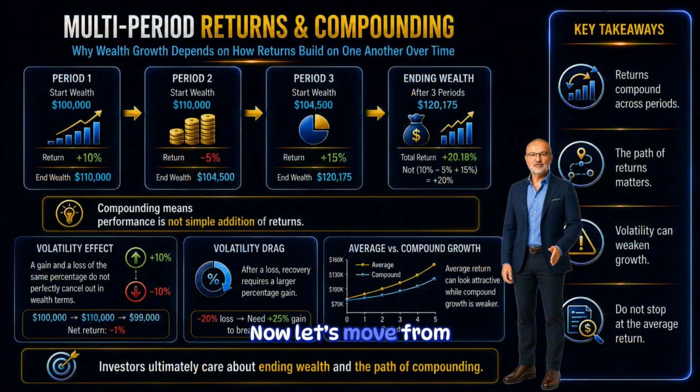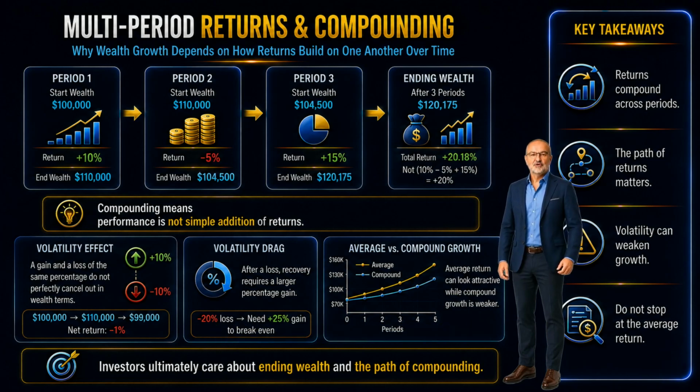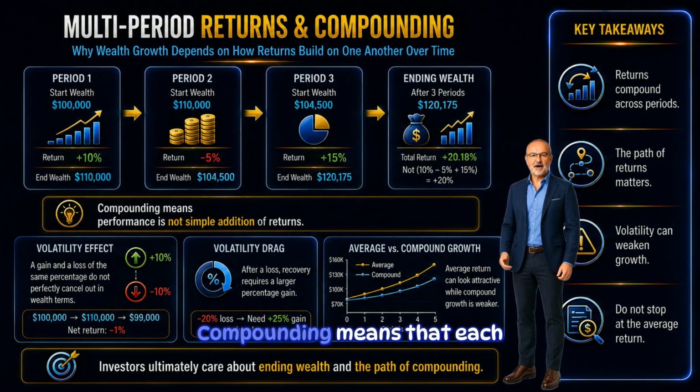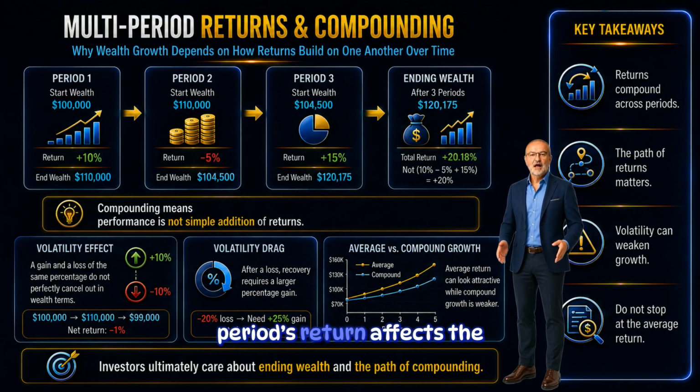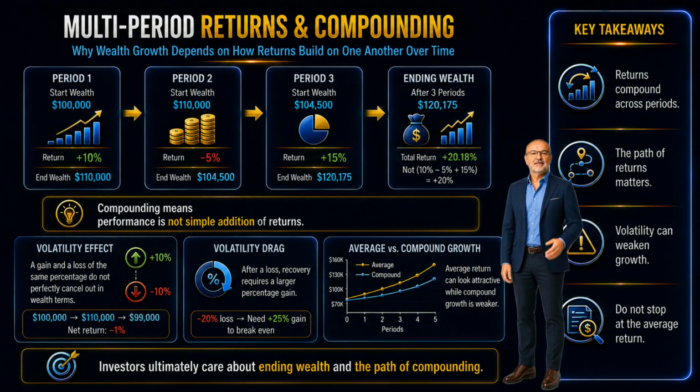Now, let's move from a single holding period to multiple periods. When an investment is held across several periods, returns compound. Compounding means that each period's return affects the base on which the next period's return is earned. This is a powerful idea. Investment performance over time isn't just a simple addition of returns. The path matters because gains and losses change the level of wealth as the investment moves through time.